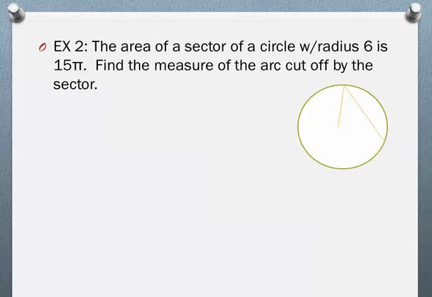Our second example, we have the area of a sector with a circle with radius 6 is 15 pi. We want to find the measure of the arc cut off by the sector. So we go ahead and we draw our circle. We know that the radius is 6 again, like the previous example. This time, though, we want to know the measure of the arc cut off by the sector. So here's the sector in here, and we want to figure out what that angle is, or the angle measurement of the arc.